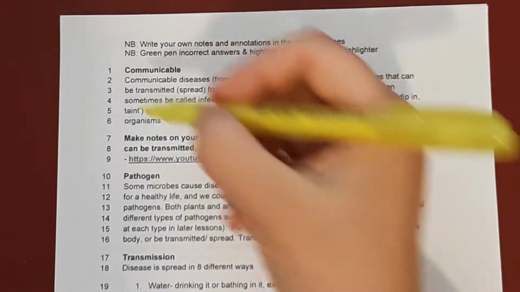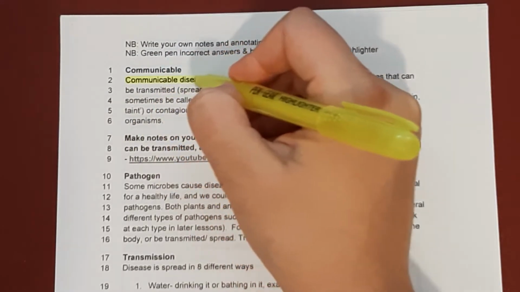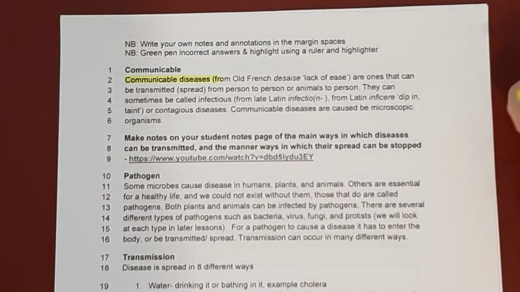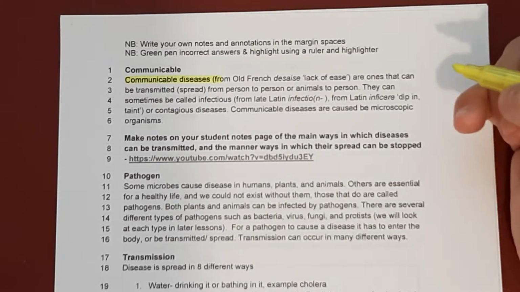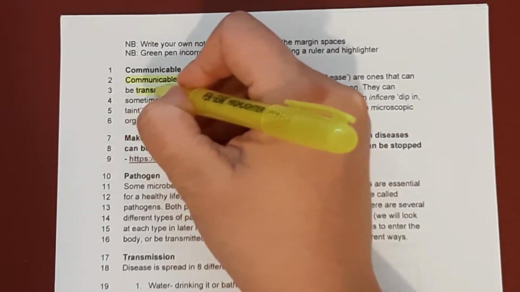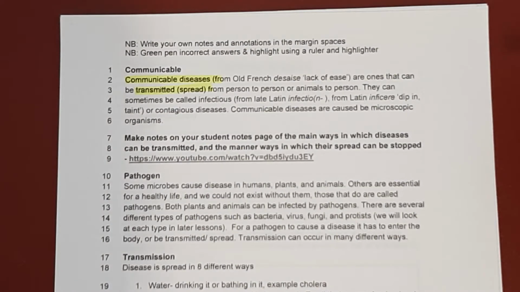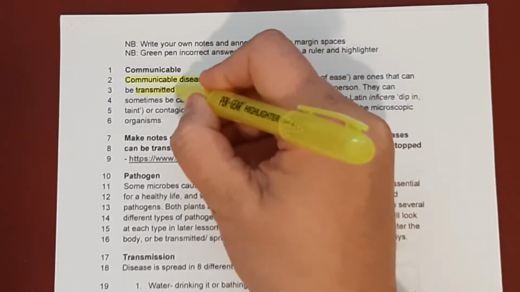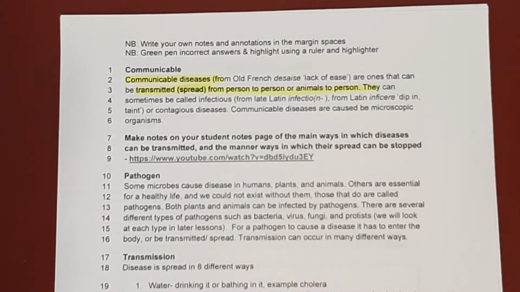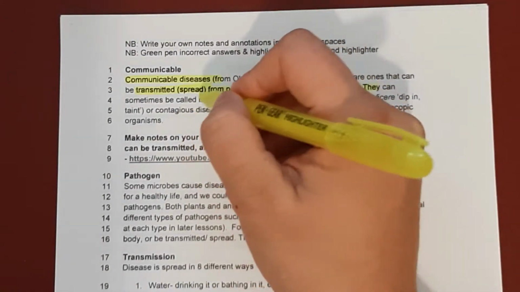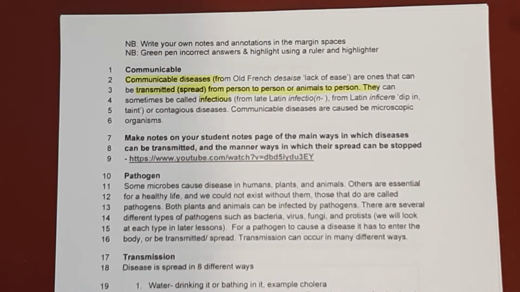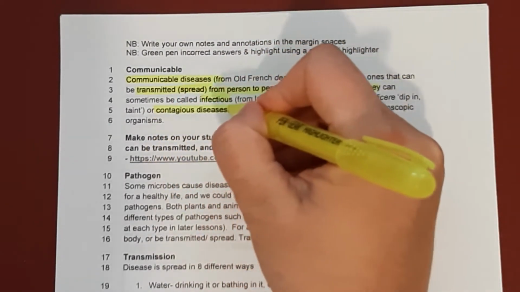So, communicable. Communicable diseases, from the old French disease, which is a lack of ease or a discomfort, are the ones that can be transmitted, that is, spread from person to person or animal to person. So the idea is that they're contagious, they can be passed on. We can sometimes call them infectious, or contagious.